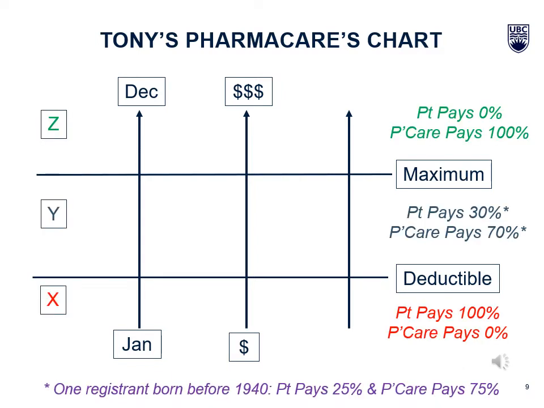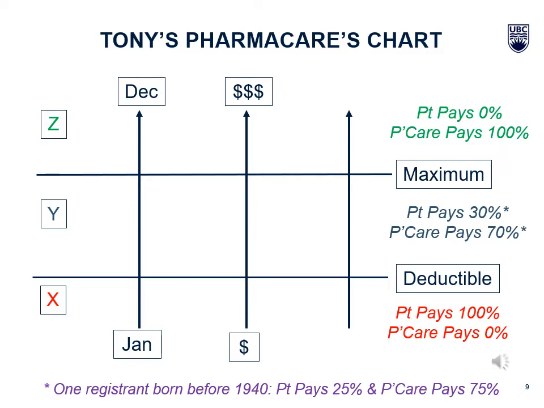Finally, I define three zones. Starting from the bottom, I call these zones X, Y, and Z. And this is what happens when a person is in each of these three zones. In zone X, a patient has not yet reached their PharmaCare deductible. When a patient is in zone X, the patient pays 100% and PharmaCare pays 0.